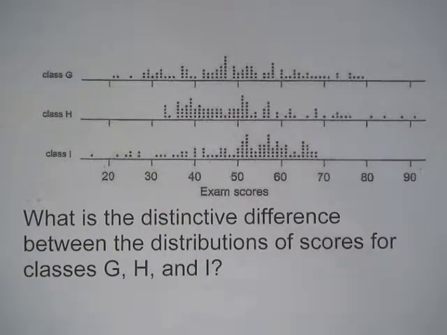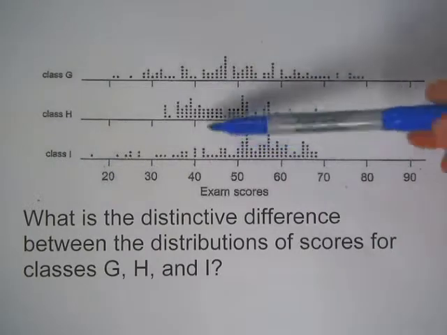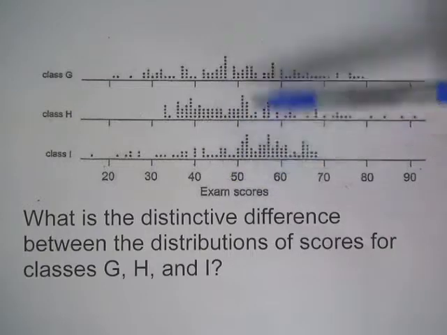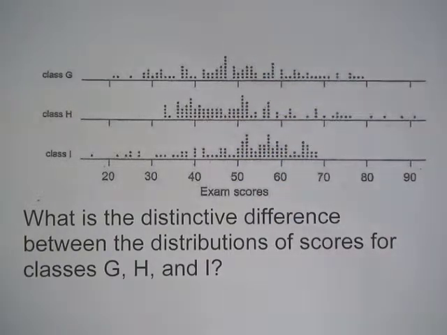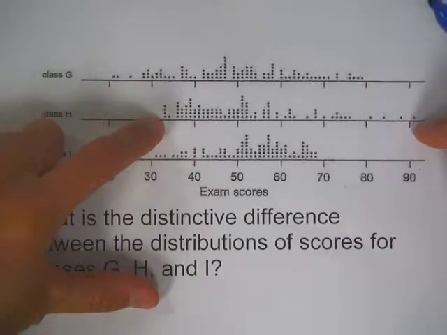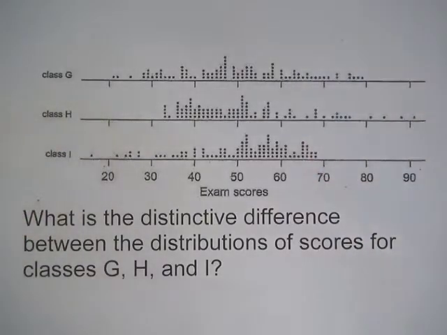Okay, so now let's take a look at these. I would say that in general, they seem to be still centered around the same values. Maybe somewhere around 50 would be a good place for the distribution to be centered. I would say the spread is about the same. This is about 20 to 80. This is about 30 to 90. This is about 15 to about 70. So the spreads aren't drastically different.